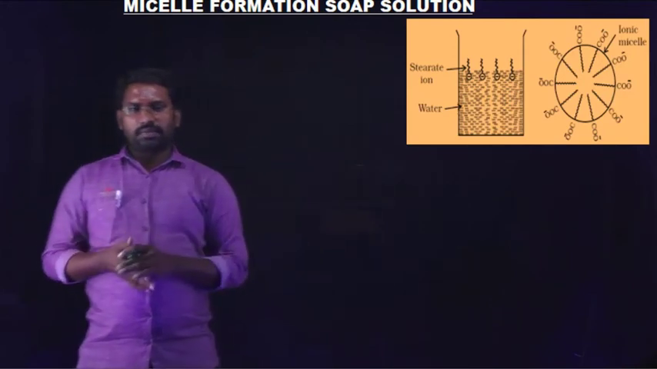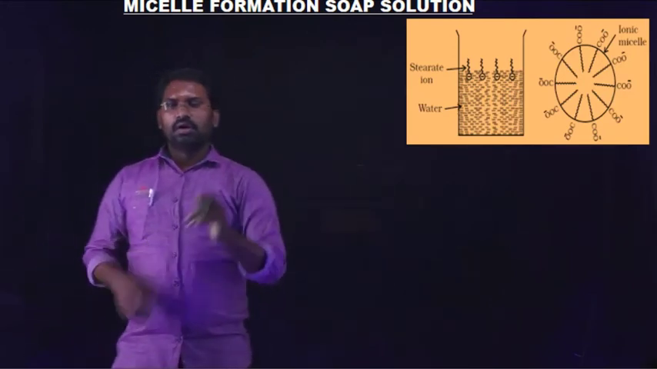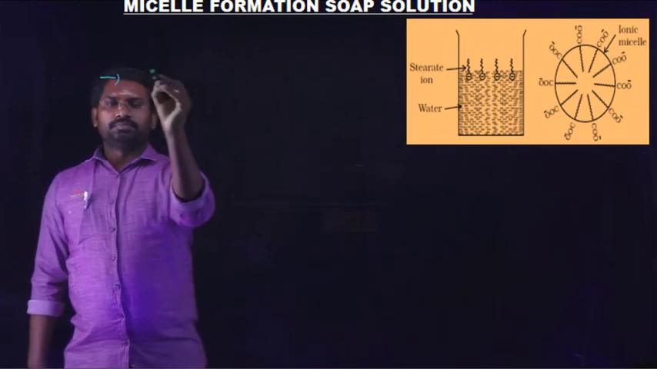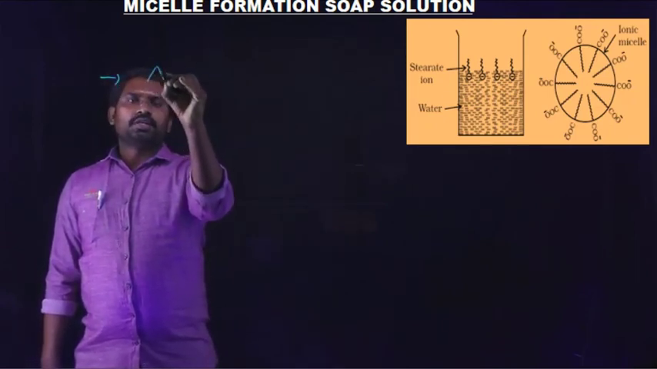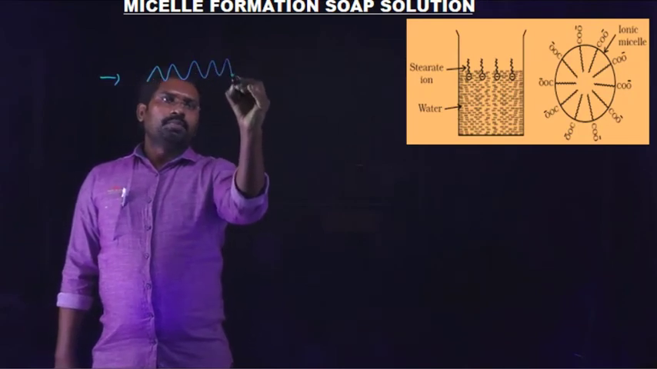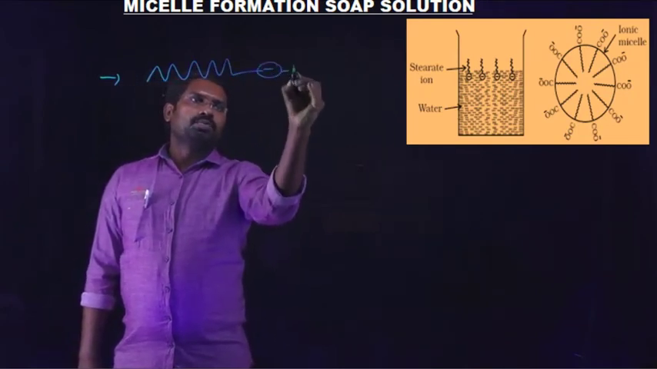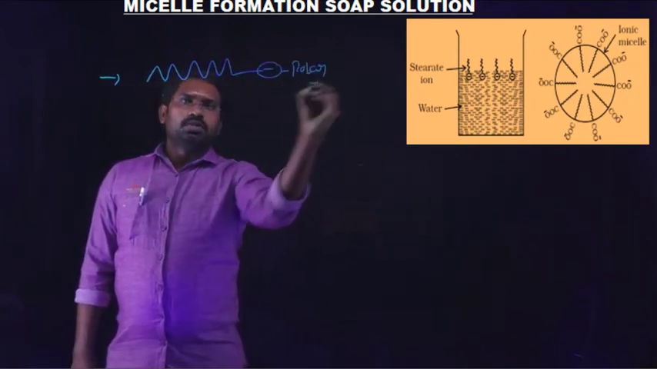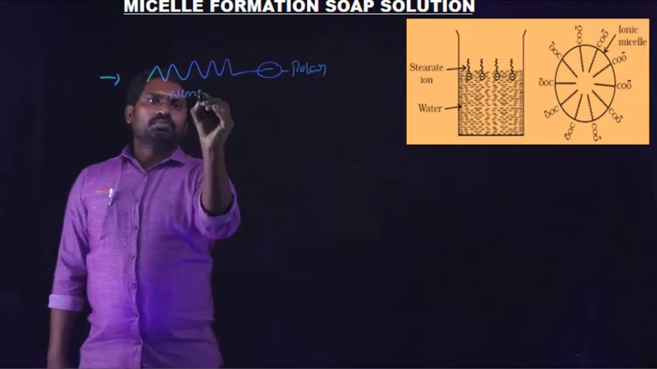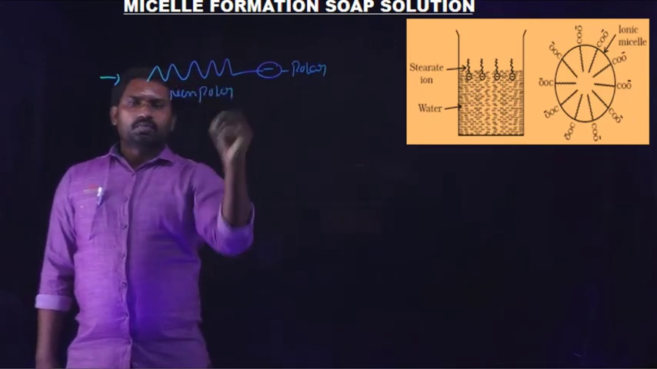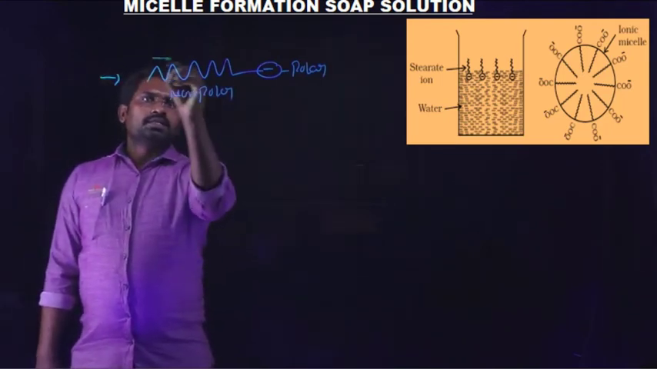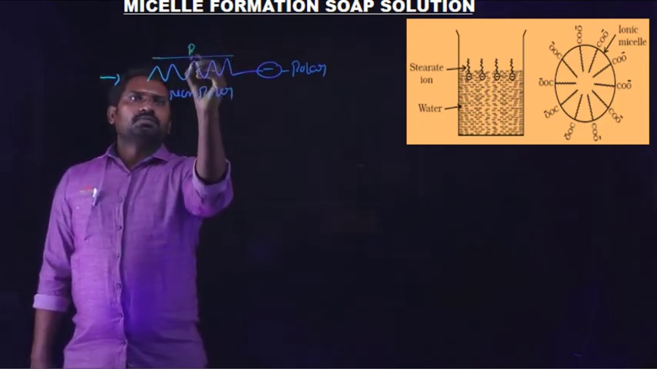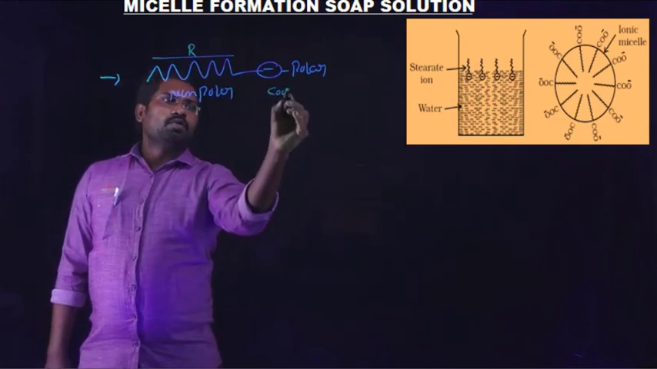Formation of the micelle can be explained by the soap solution. We know the structure of the micelle explained by the soap. Soap is a sodium stearate ion represented in this manner. This is a polar group. This is the non-polar group. So this indicates the alkyl chain, and this indicates COO minus.